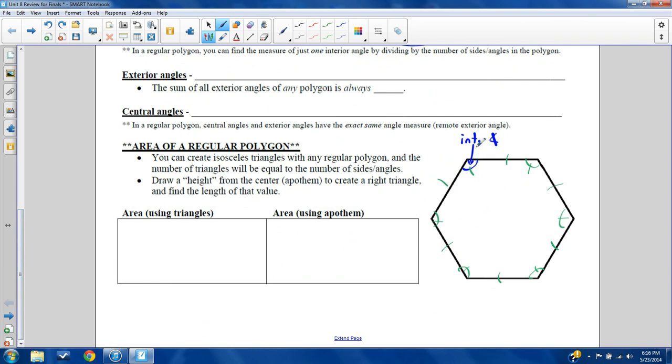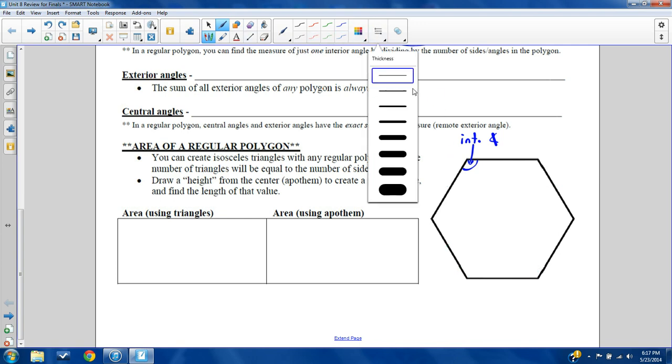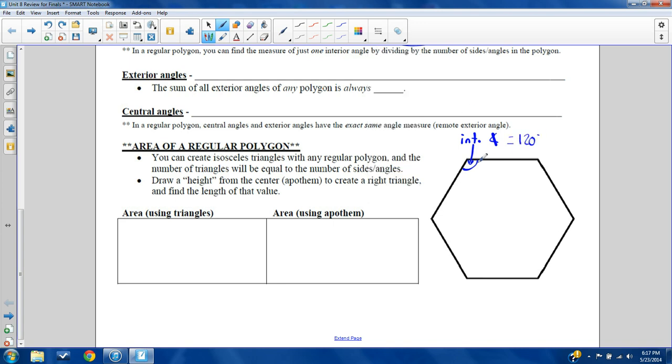If I wanted to find the measure of one interior angle like this guy right here, because it's a regular hexagon and all these angles are congruent, all I have to do is say, well, these are all kind of x. X plus x plus x plus x plus x plus x equals 720. So 6x is 720. X is 720 over 6. You take your interior angle sum and you divide it by 6, the number of angles that there are, which is 120 degrees. So the measure of each interior angle of a regular hexagon is 120 degrees. So this is also 120, this is 120, etc. They're all 120. That is a regular hexagon.